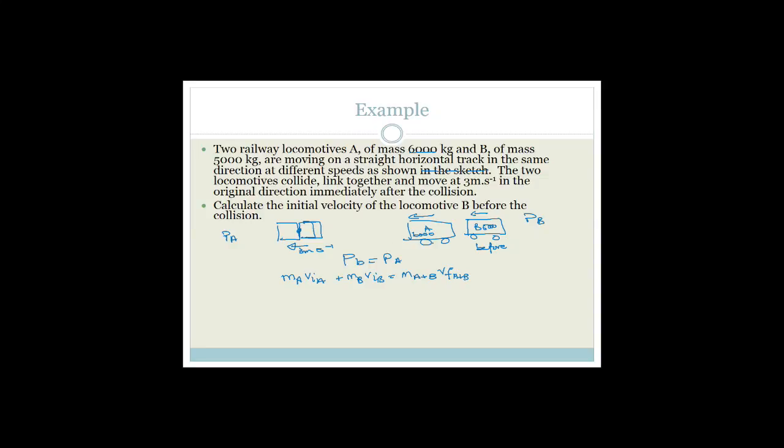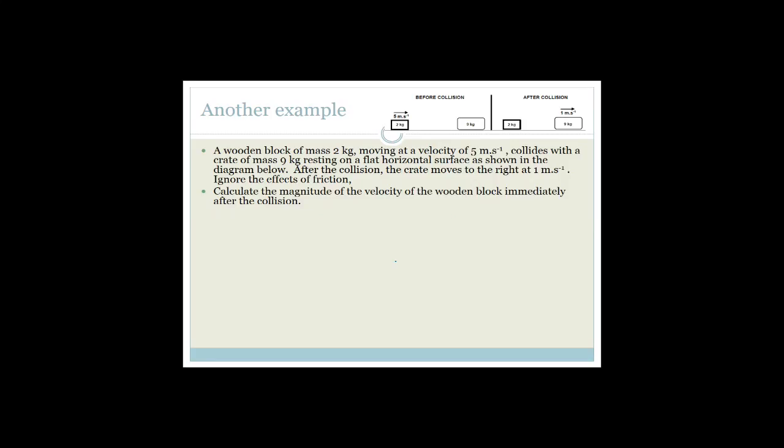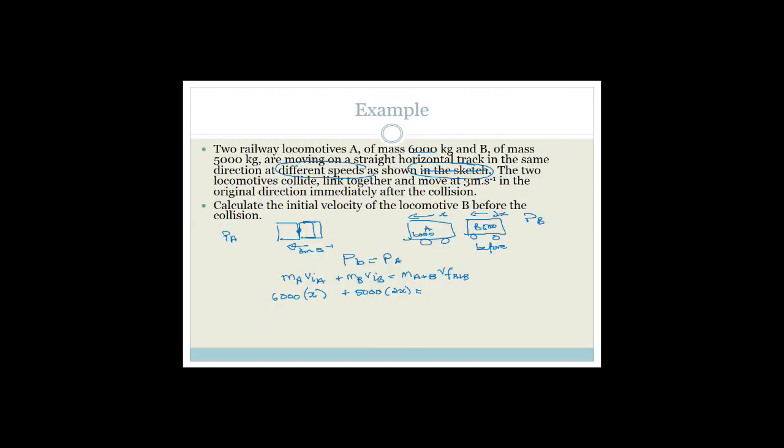So do you agree that we have the mass of A? It is 6,000. We have the initial velocity of A, we don't. It says in the same direction at two different speeds as shown in the sketch. What is shown in the sketch is that this is traveling at X and this is traveling at 2X. That's how it's managing to catch up. So we're going to say that this is X, plus this mass is 5,000 times 2X, is equal to the mass of A plus B all together, which is 6,000 plus 5,000, and the final velocity that they move off together is 3. So all we have to do now is work out what X is, right?